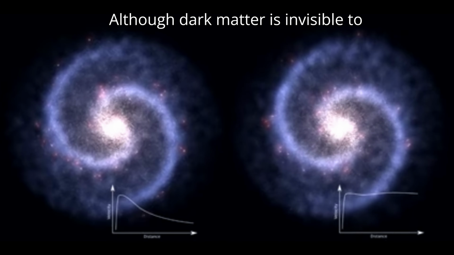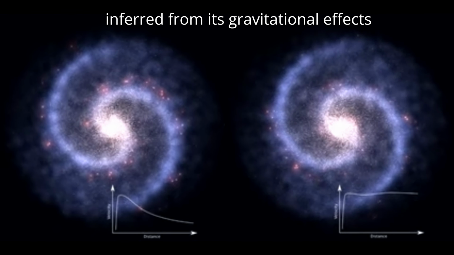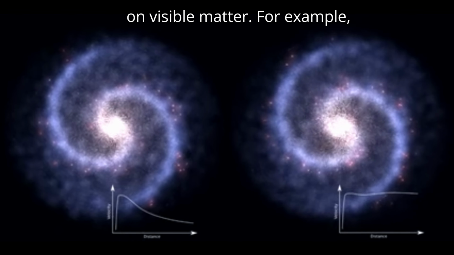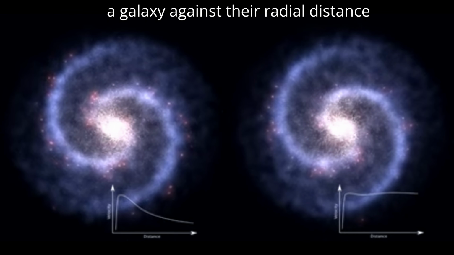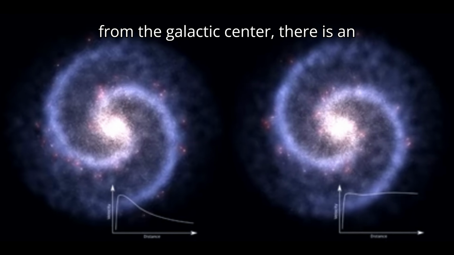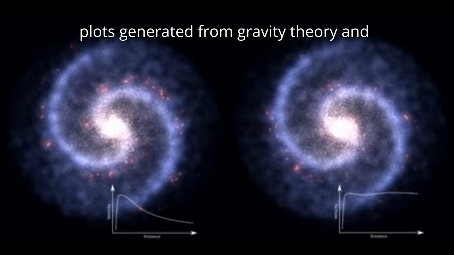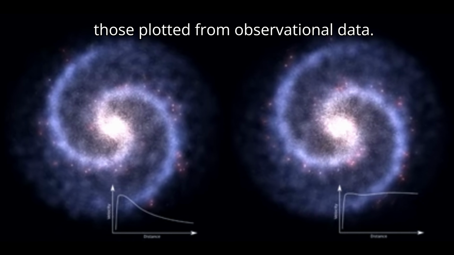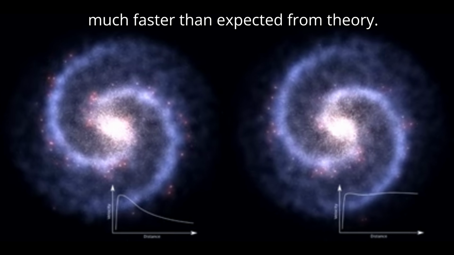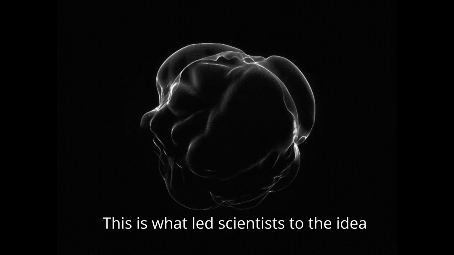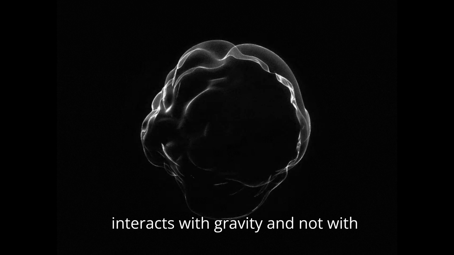Although dark matter is invisible to conventional telescopes, its existence is inferred from its gravitational effects on visible matter. For example, when plotting the velocities of stars in a galaxy against their radial distance from the galactic center, there is an unexpected difference between theoretical plots generated from gravity theory and those plotted from observational data. The masses at further distances orbit much faster than expected from theory.